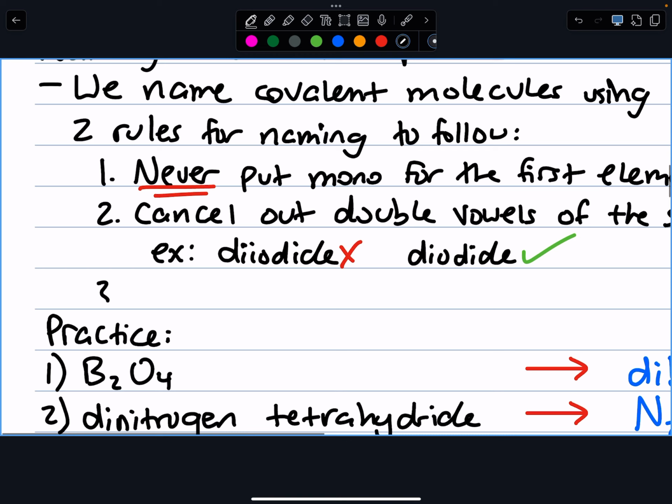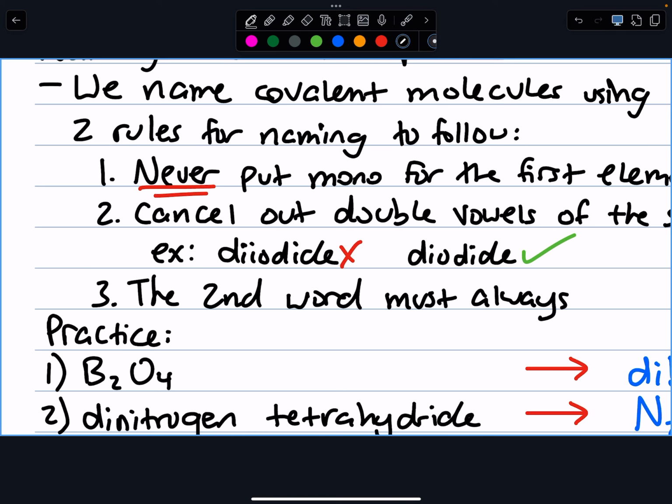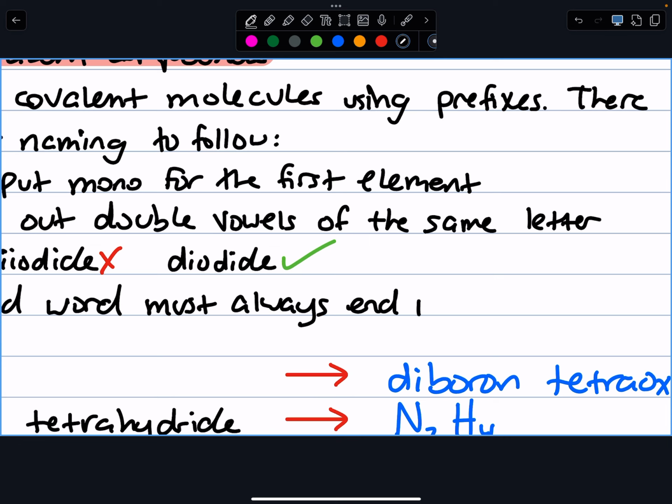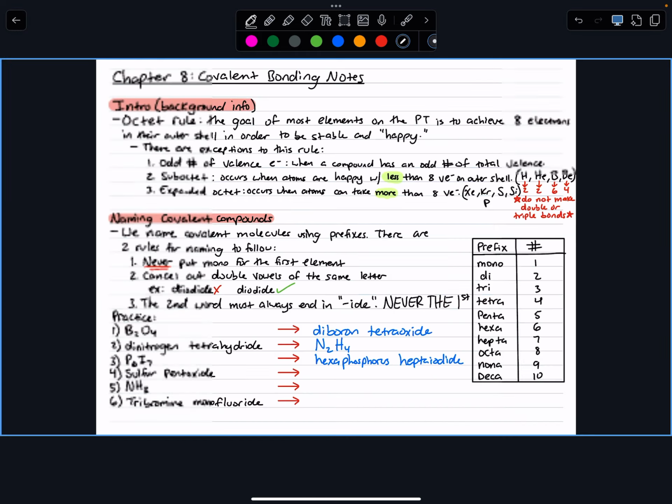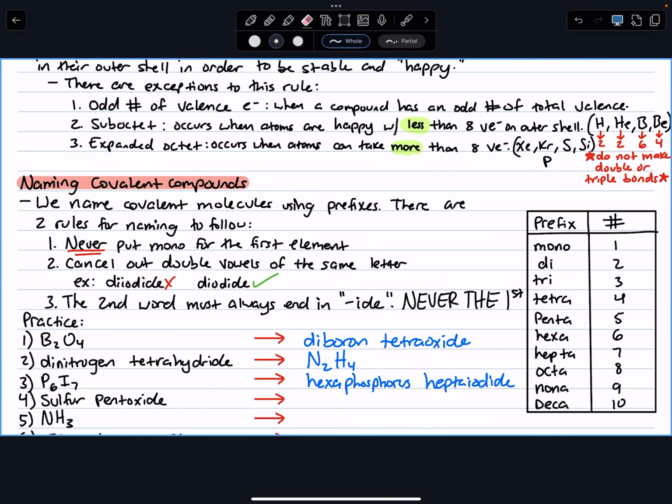Okay, third rule. The second word must always end in "ide." Never the first. So don't put "ide" on the first word. Okay. Good. Number 4.